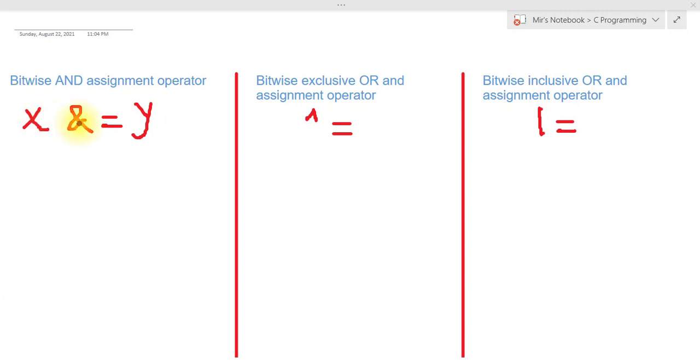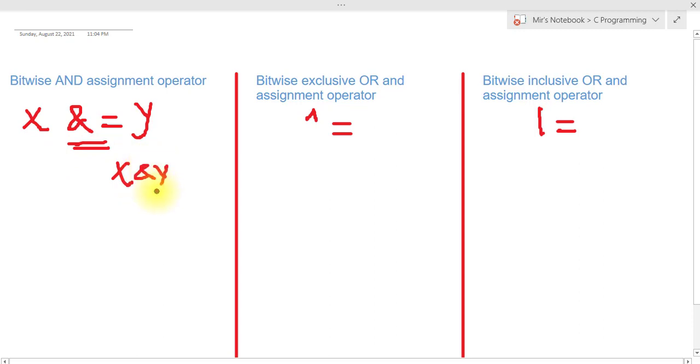Let's have a look. So the bitwise AND assignment operator is simply denoted by this ampersand symbol followed by the equal to sign. So what does this do? Whatever is present on the left and right of the bitwise AND assignment operator, the AND operator gets implemented on these two operands. Let's say we have x on the left and y on the right, so we get x and y, and whatever the outcome is gets stored in this x because it's on the left.